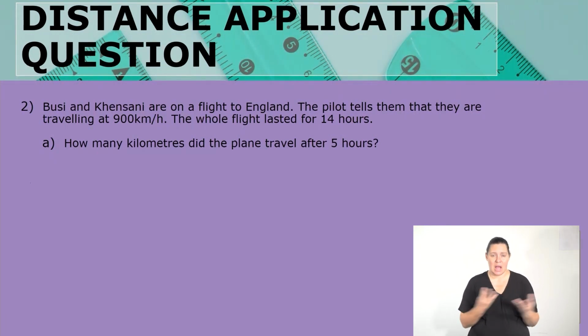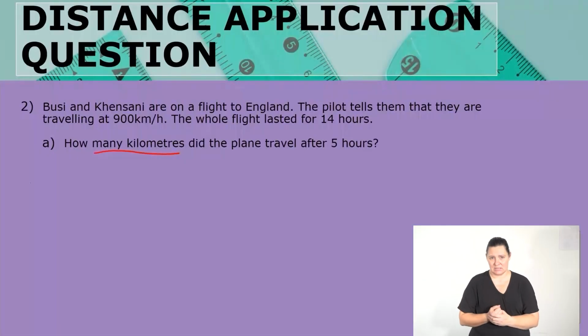So how many kilometers? We are looking at the distance. So the whole trip was 14 hours, but now we just want to know how much distance they covered in the 5 hours. So we are going to write down the formula for distance. Do you remember what the formula for distance is? That is speed multiplied by time.